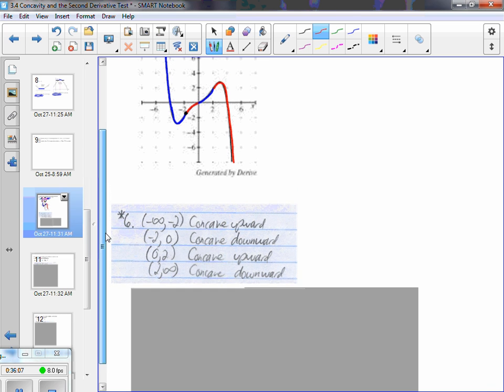If they ask us about extrema, we're going to have a relative minimum right there, whatever that x-coordinate is. We're going to have a relative maximum right there.